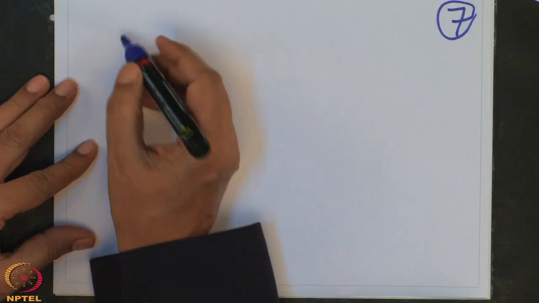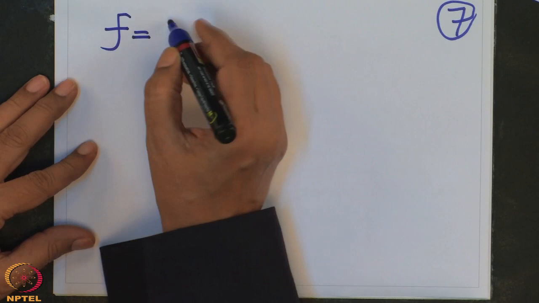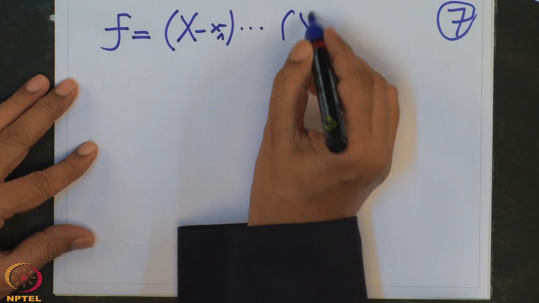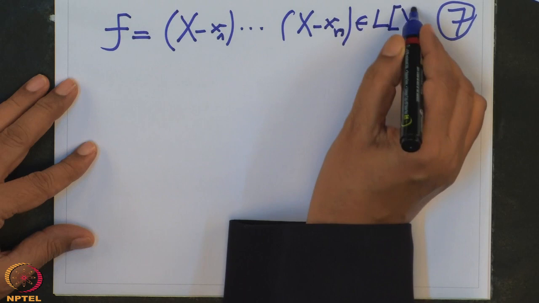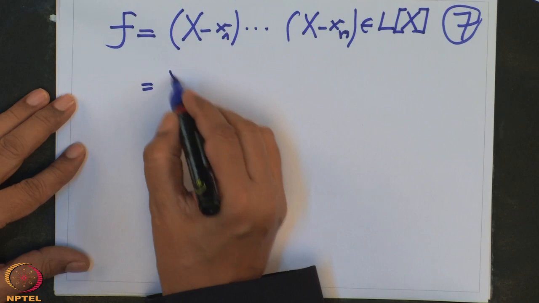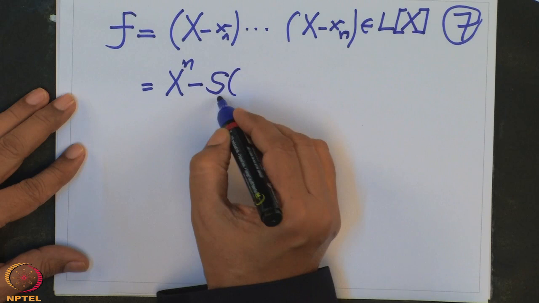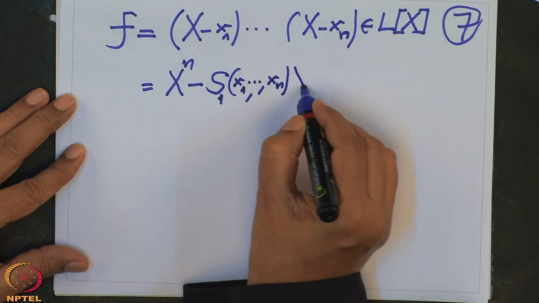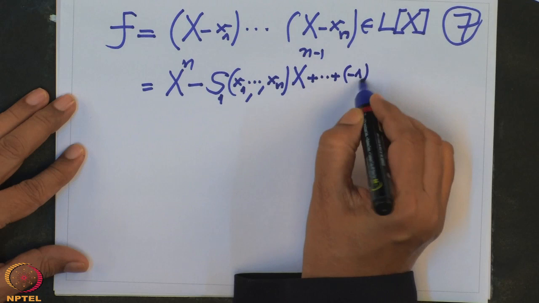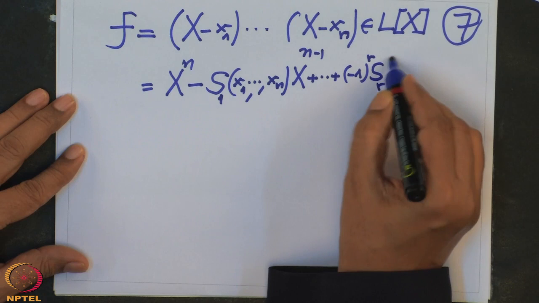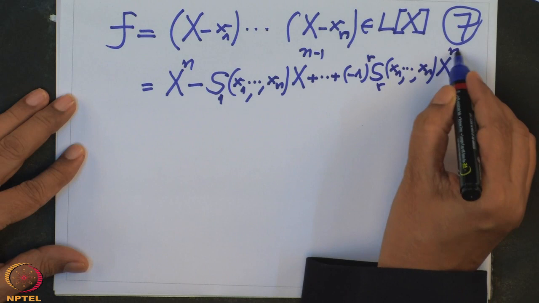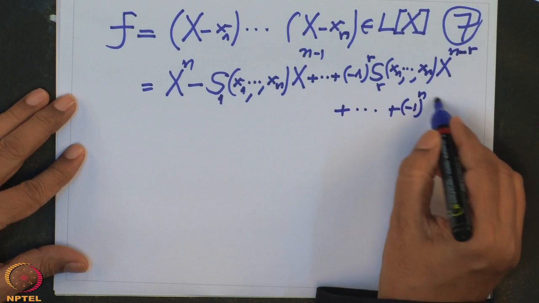So remember, f splits into linear factors, that is this. This is in K[x]. On the other hand, when I expand it, what do I get? I get x to the n minus s1 of x1 to xn times x to the n minus 1, and so on. The middle term is minus 1 to the r, s_r evaluated at x1 to xn, times x to the n minus r, and so on. The last term is minus 1 to the n, s_n of x1 to xn.